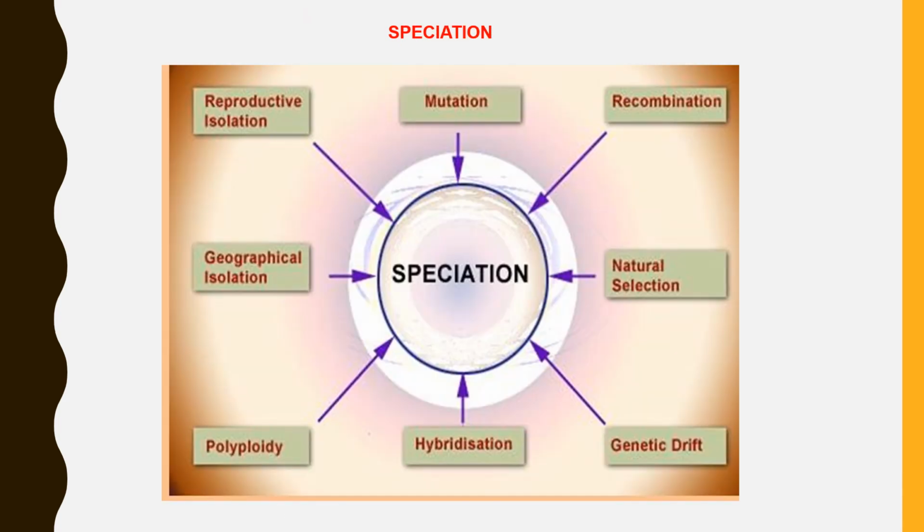Thus, speciation results from various forces like mutation, recombination, natural selection, genetic drift, hybridization, polyploidy, geographical isolation, and reproductive isolation. With this, we finish the different models of speciation.